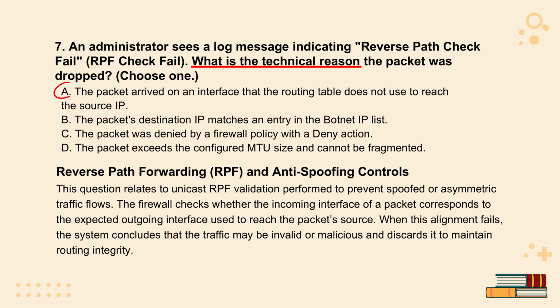Because the firewall is asking itself a really fundamental question. It's asking, if I needed to reply to this source IP, which interface would I use? And if its routing table says I would use interface B, but the packet just showed up on interface A, it raises a red flag. It assumes something is wrong. It assumes one of two things is happening. Either the packet source address is maliciously spoofed, or there's a serious asymmetric routing problem in your network. Both are bad. So it drops the packet as a defense.